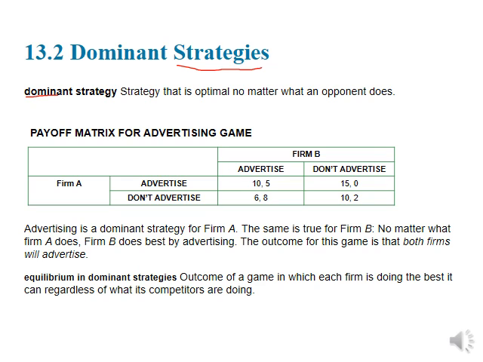So let's first go over this payoff matrix for these two firms, Firm A and Firm B, that are deciding whether or not they want to advertise. If they both advertise, Firm A gets 10, Firm B gets 5.